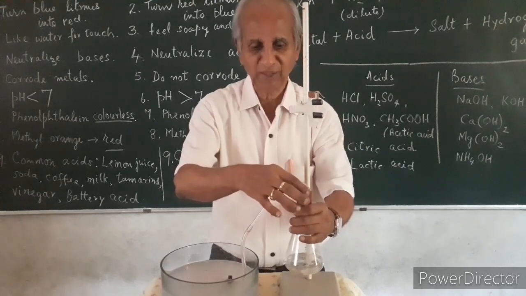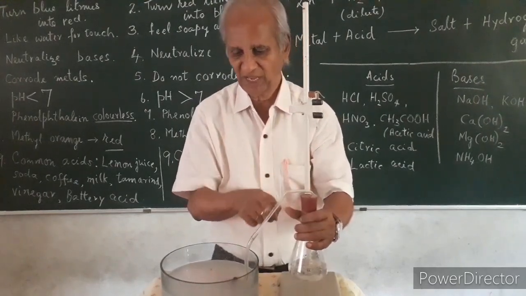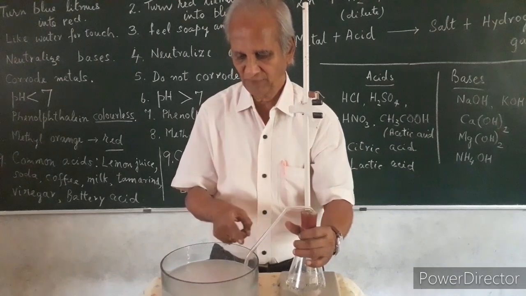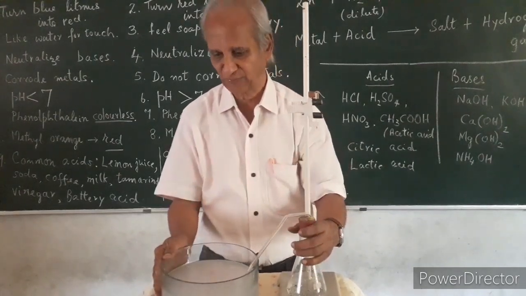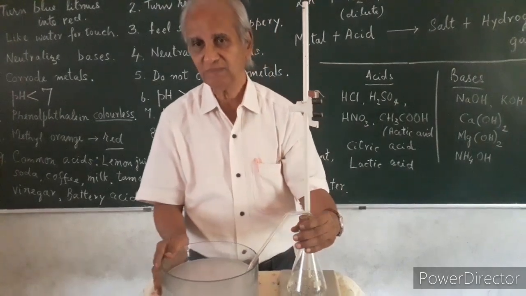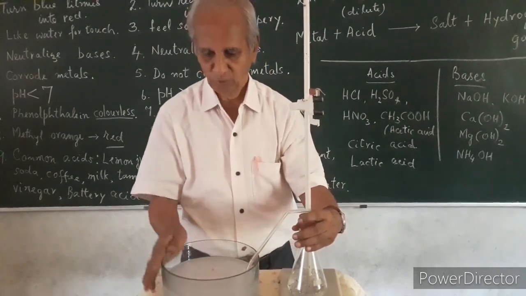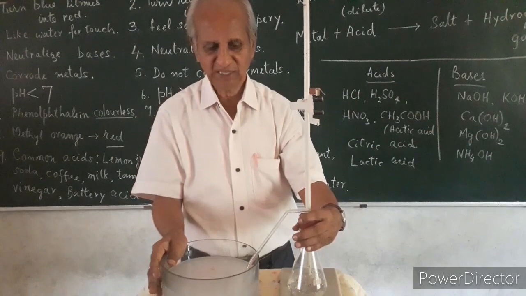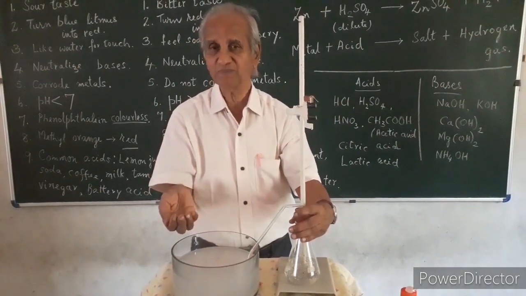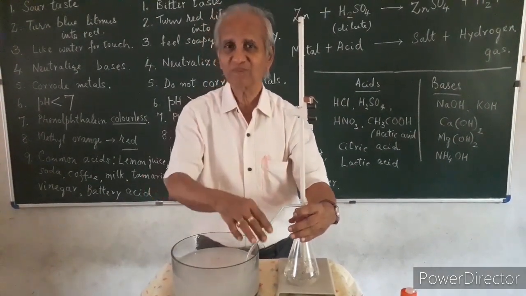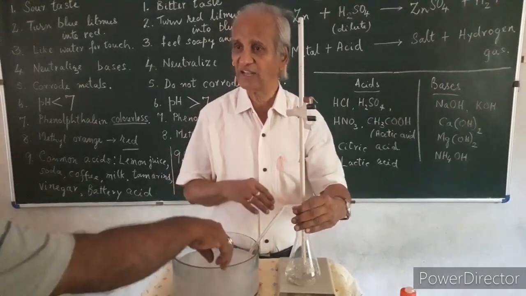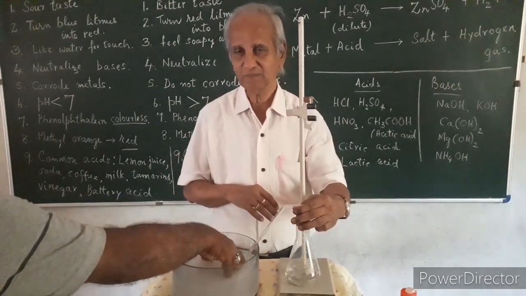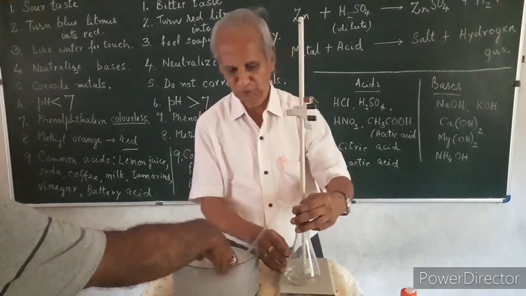A rubber stopper, we have fixed it. From there we have a delivery tube. And in this glass trough, we have taken soap solution, water. To that water we have added soap powder to make it a soap solution. To bring down the surface tension, we have added soap solution.